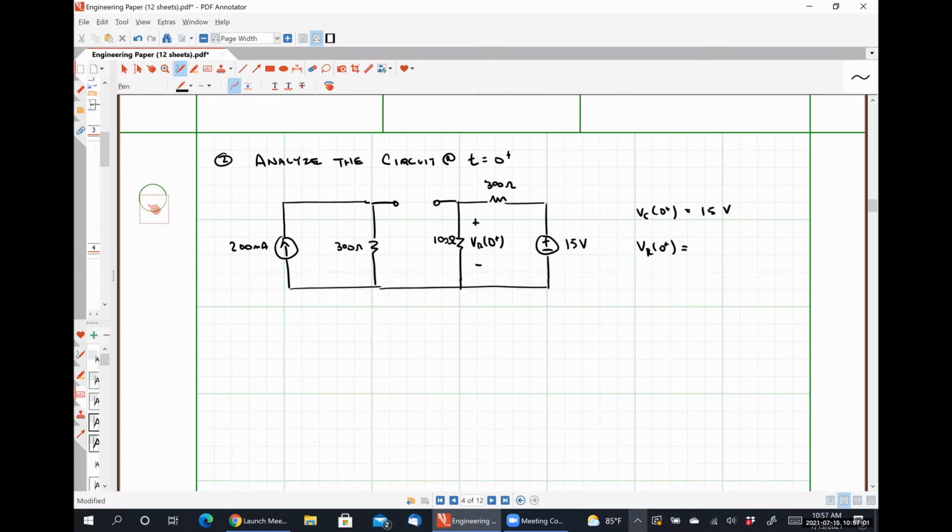You just do voltage division. Okay, so I think I got enough room here. So that would be 15 volts times 100 over 400. So 15 over 4 would be 3.7 volts, right? Yeah. Does anybody have any problems with that methodology of the circuit analysis?